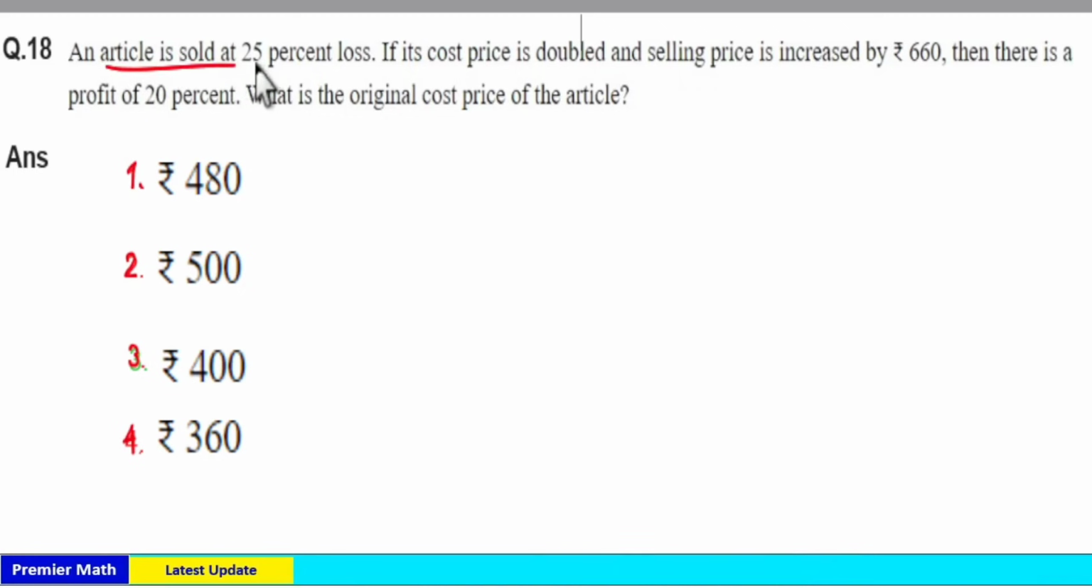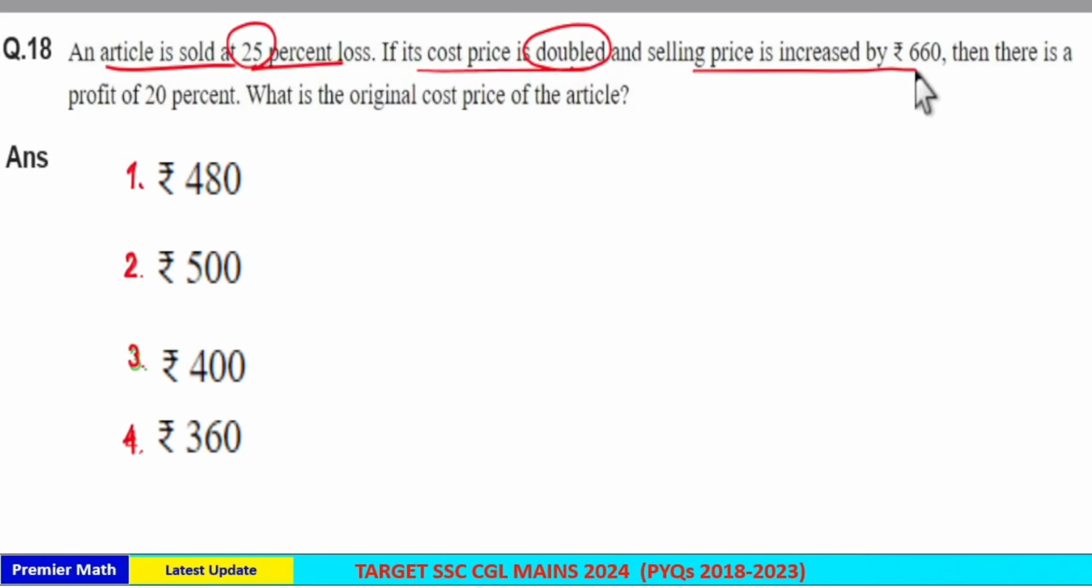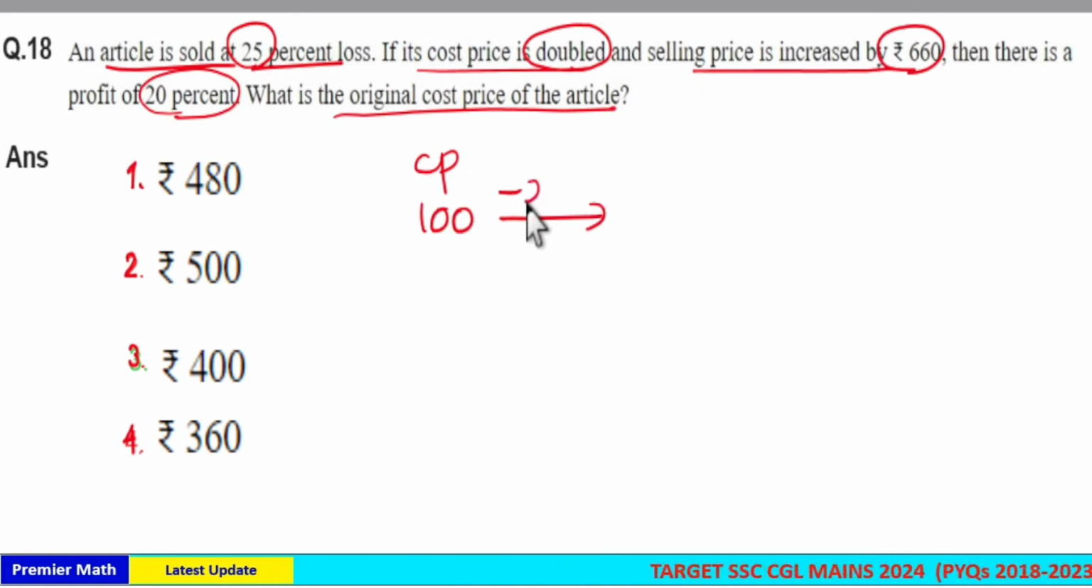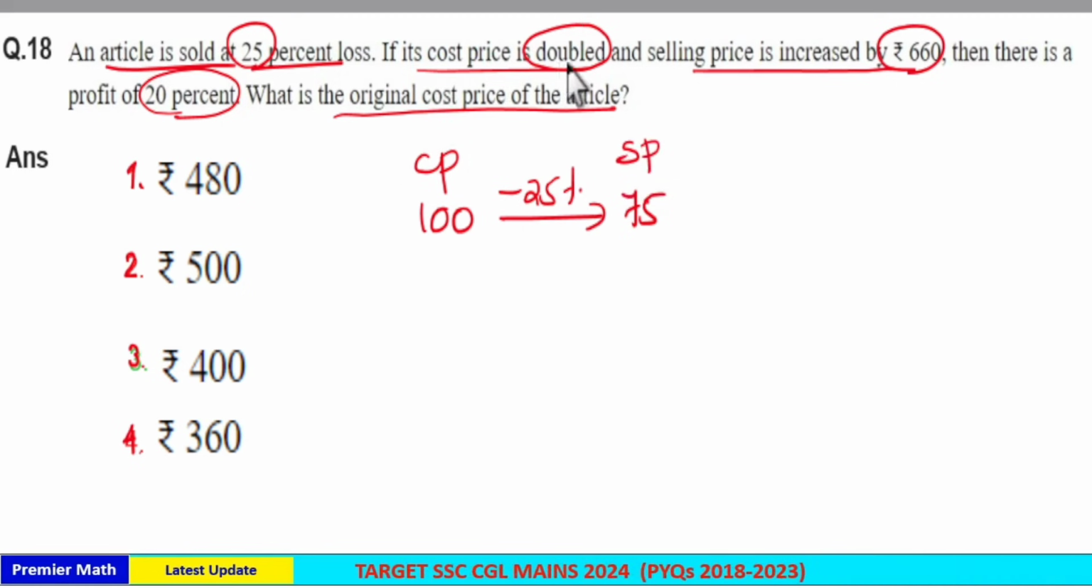An article is sold at 25% loss. If its cost price is doubled and selling price is increased by rupees 660, then there is a profit of 20%. What is the original cost price of the article? Consider the original cost price of the article as 100 part or 100 rupees. Now, this article is sold at a loss of 25%, means 100 minus 25, 75 part or 75 rupees is the initial selling price. If its cost price is doubled, means take the double of 100 part, which is 200 part, is the current cost price.